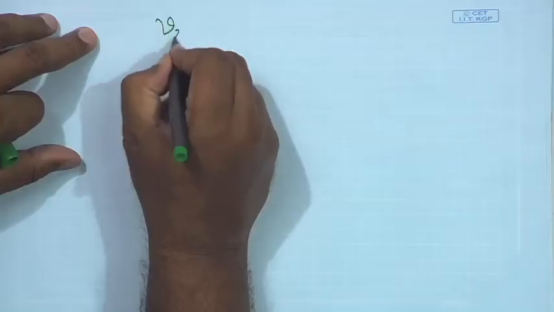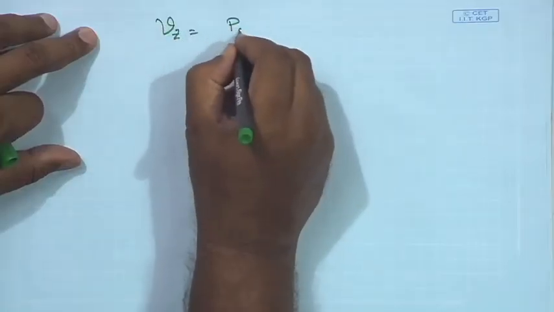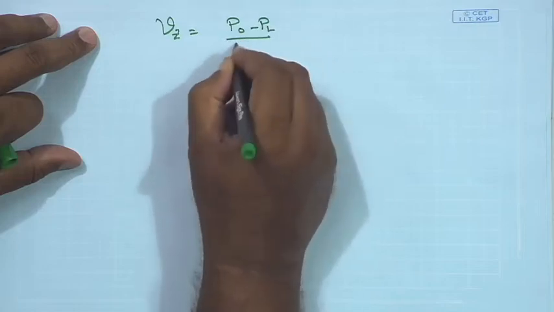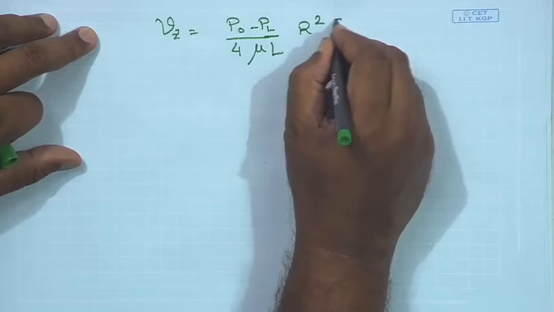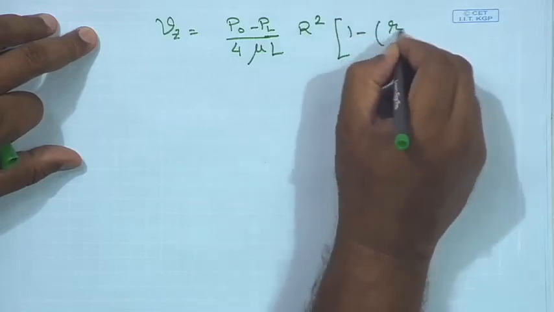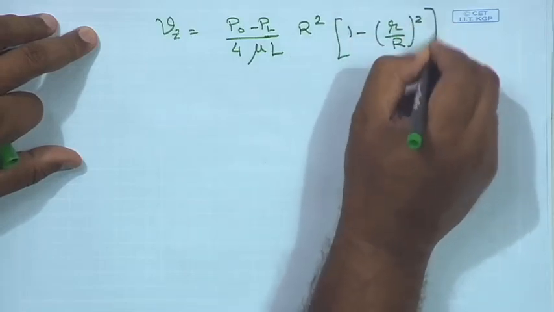I would write it once again because it would help us in our discussion: Vz is P0 minus PL by 4 mu L times R square times 1 minus r by capital R whole square.